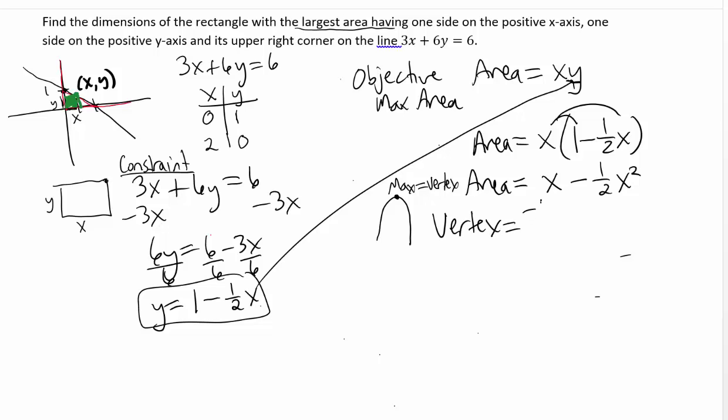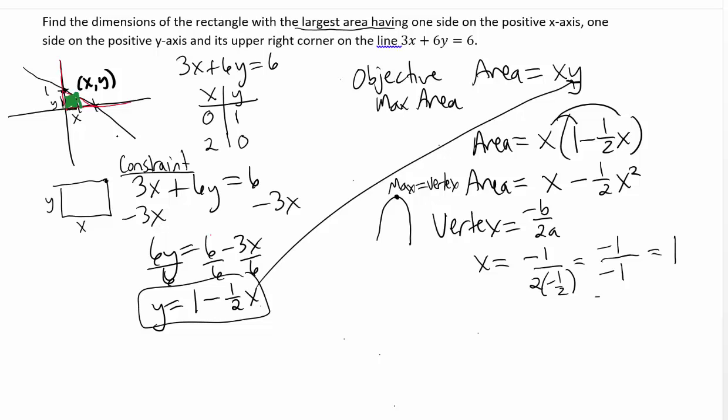The vertex is going to be at minus b over 2a. That's what the x value will be. So in this case, the b here is 1, because that's the coefficient of our x term. And the a is this negative 1/2. And if I simplify here, 2 times negative 1/2 is negative 1, and negative 1 over negative 1 becomes positive 1. So that's what x needs to be in order for this rectangle to be at its max.